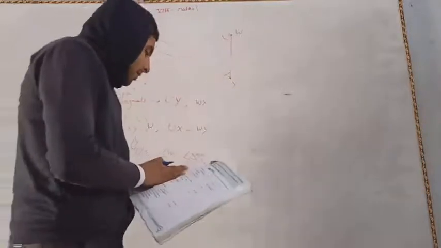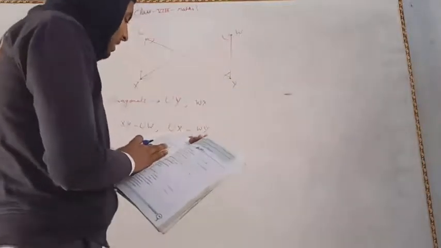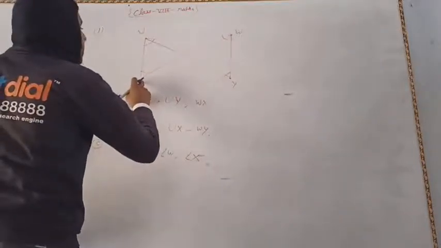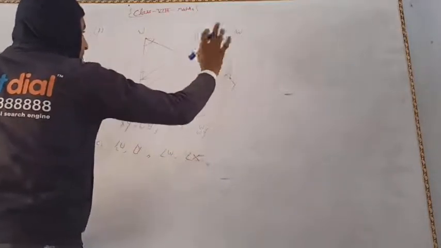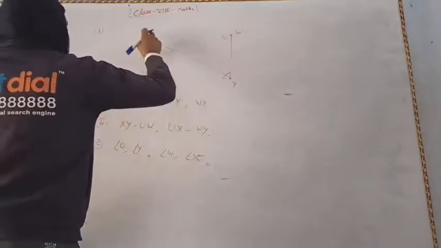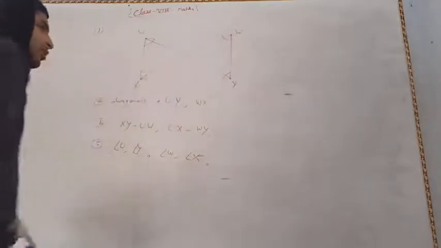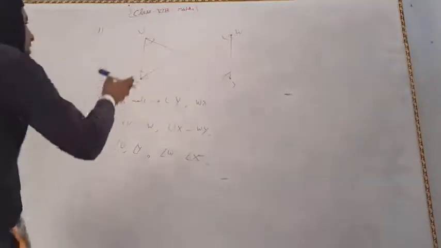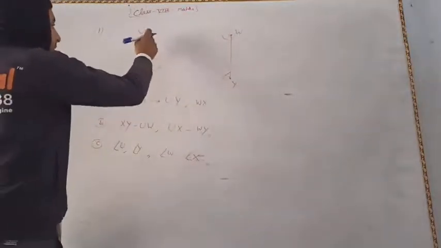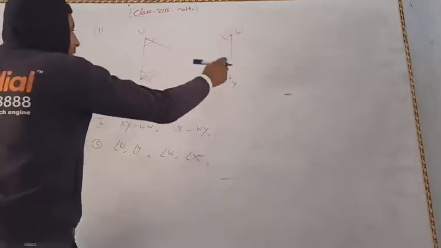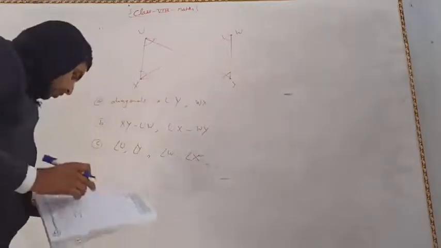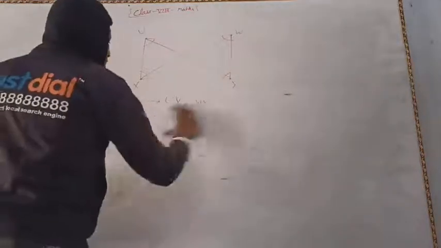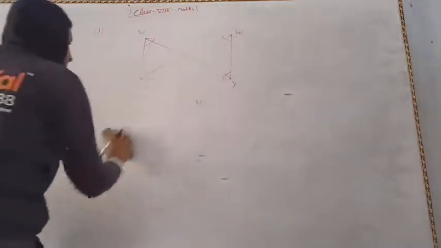Next, two pairs of adjacent sides: XY and YW are adjacent sides, and WU and UX are also adjacent sides. Okay, two pairs of adjacent angles: angle U is adjacent to angle X, and angle Y is adjacent to angle W. Now this is the solution of this problem. You have to solve this again.